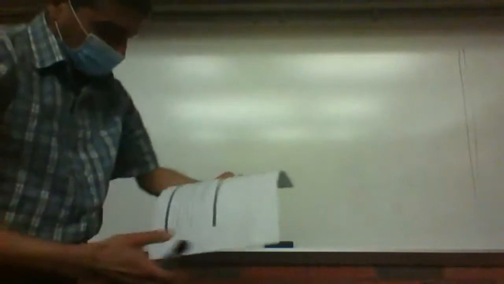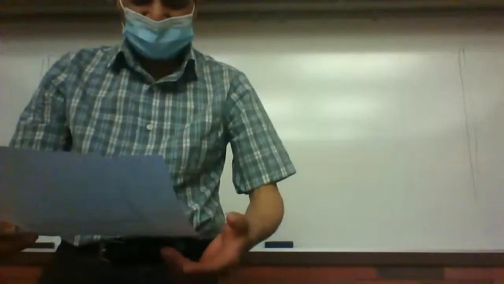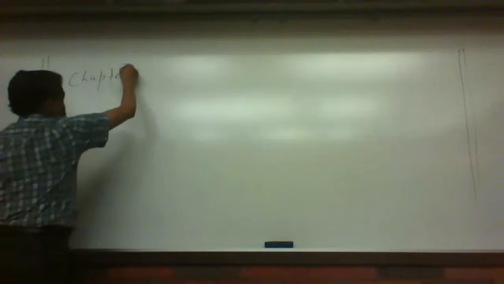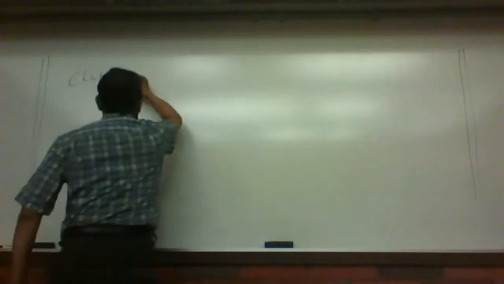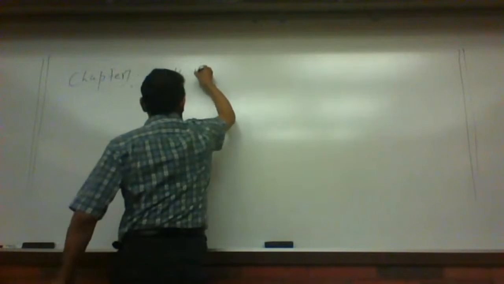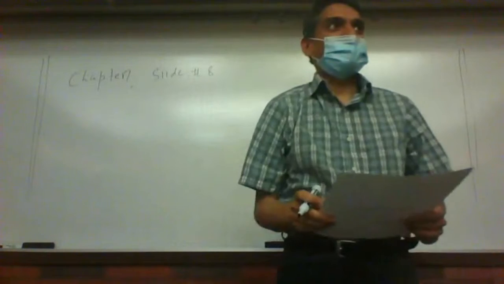Start record. So we are still in chapter 7. I start with slide number 8, chapter 7. Today I start with slide number 8, which talks about the ionization energy.